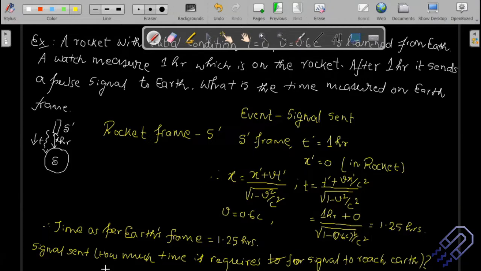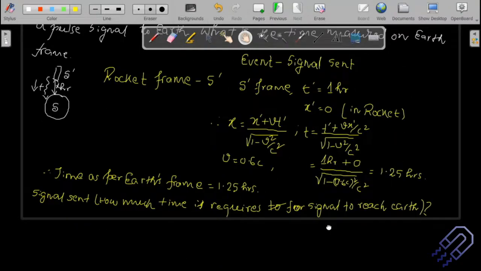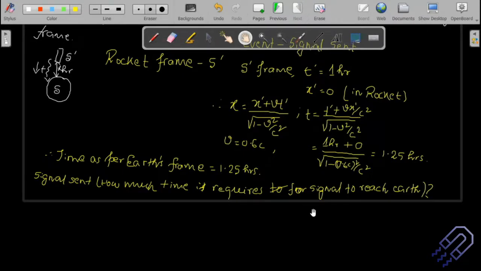Okay, signal sent. So what we want to analyze here is how much time is basically required for the signal to reach Earth. This is something which is important, so we are going to measure that. If we want to measure that, we want to know the time. So we know time is equal to distance divided by speed.